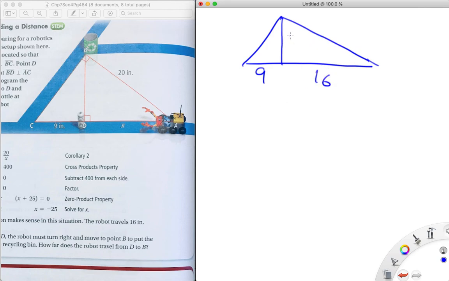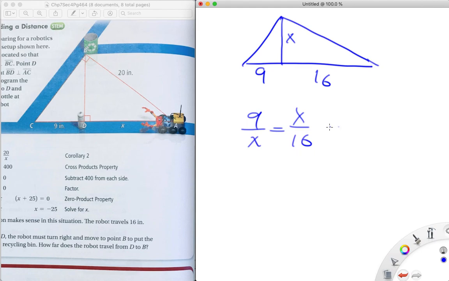And I want to find out what this guy is. They both, this is the medium and the small triangle, share the altitude. Here is the short segment, here's the long segment. So when I set this up, it's going to be 9 over x equals x over 16. So this is the short leg of the small over the short leg of the medium, which is equal to the long leg of the small over the long leg of the medium.